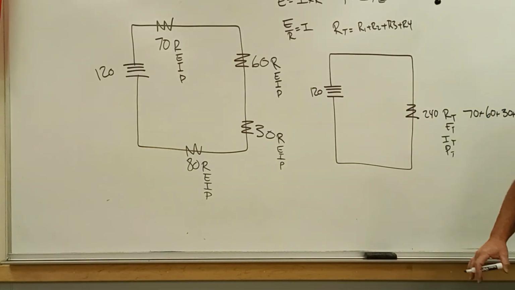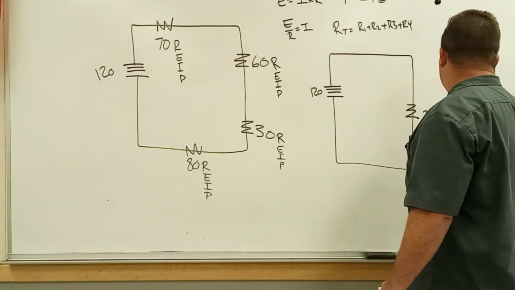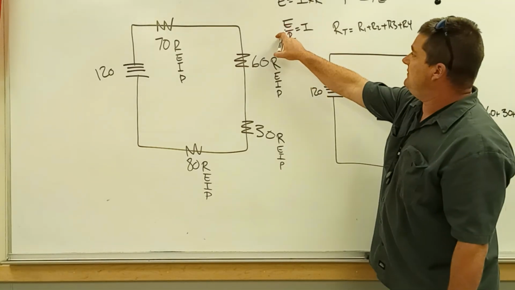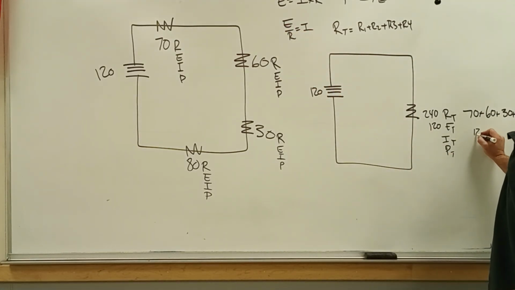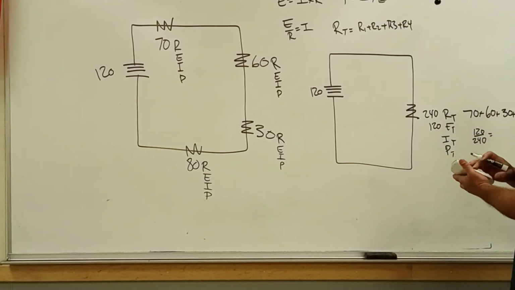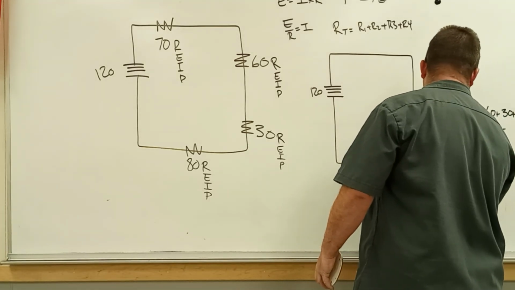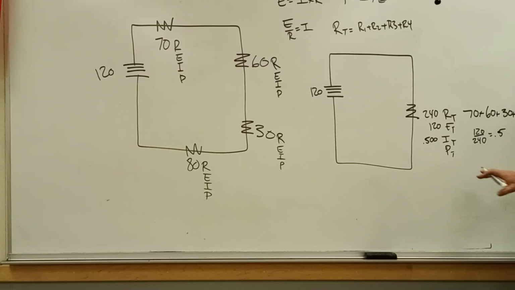We have 120 volts supplied to our circuit. That comes down. Now you're going to find the current. E divided by R equals I. 120 divided by 240 is half, 0.500. So we have a half an amp. And P equals I times E. I 0.5 times E 120. We end up with 60.